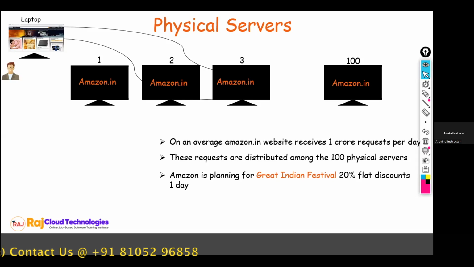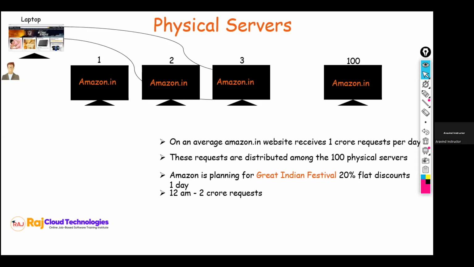Let's say at night 12 o'clock, the sale has started, Great Indian Festival. At midnight 12 o'clock itself, around 2 crore people are accessing the website. These 2 crore requests, like 2 lakhs here, 2 lakhs here, 2 lakhs here, 100 into 2 lakhs, almost 2 crore, are distributed like that. Now the CPU utilization on this server is around 32%. Here the CPU utilization is around 33%. Here it's around 27%. Here it's around 35%.